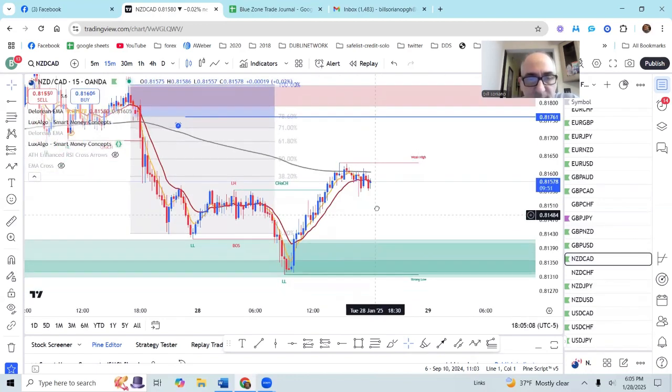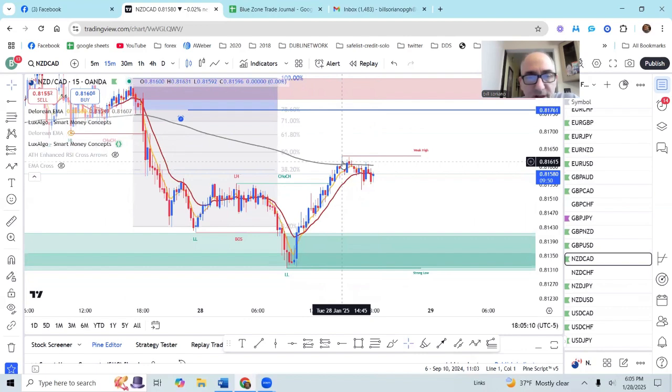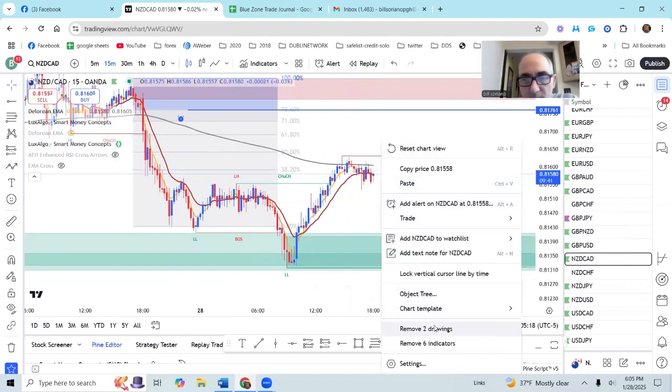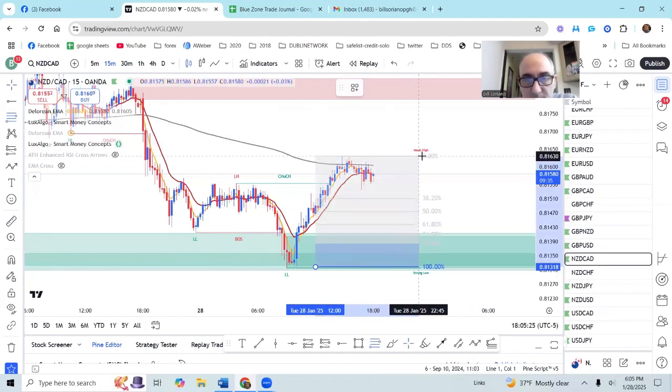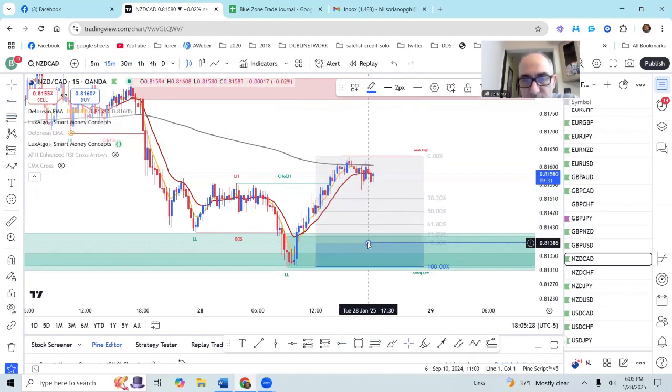NZDCAD. This, you get a quick change of character here to the upside, right? Price moves lower, you got a break of structure, but then you turn around, get a change of character. So now we're going to look to possibly buy this, right, with our blue zone right there.